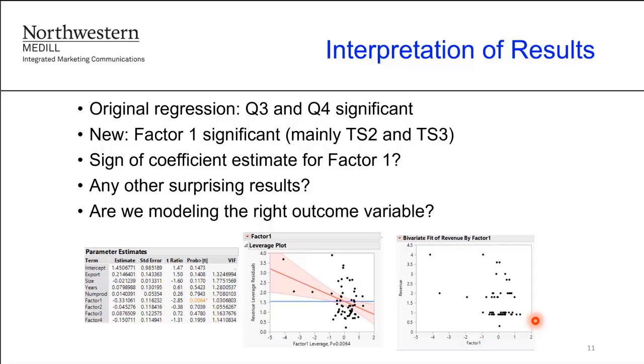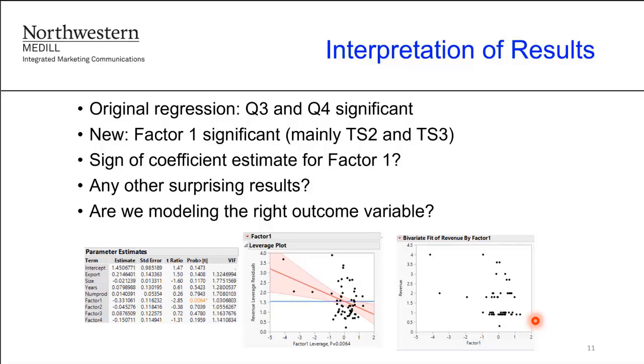Any other surprising results? I don't see any surprising result here. And are we modeling the right outcome variables? So those are the considerations that we have.